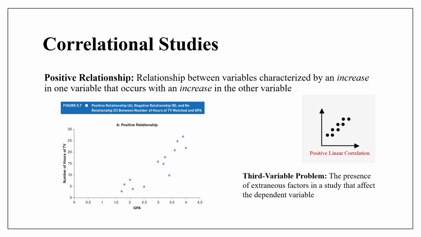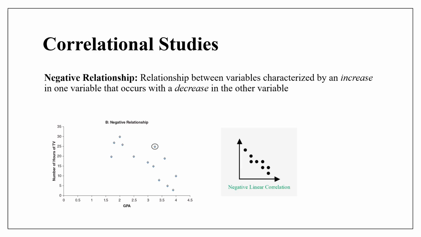But if you're just watching educational programs, this might be encouraging your learning in ways that, again, are not shown by me simply asking you about the number of hours of TV that you're watching. So again, a third variable problem is something outside of what we have actually measured that could be influencing what we're interested in.